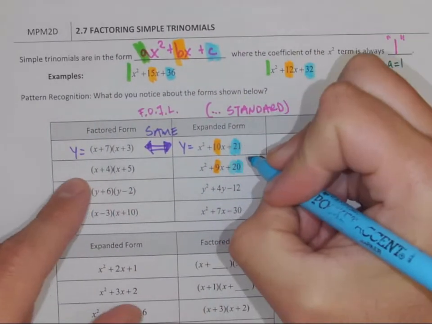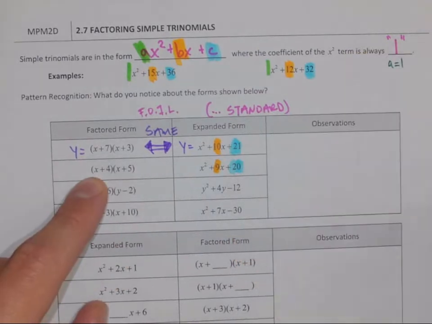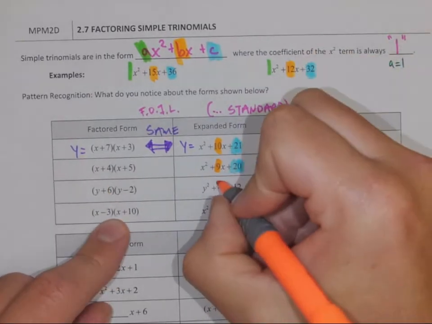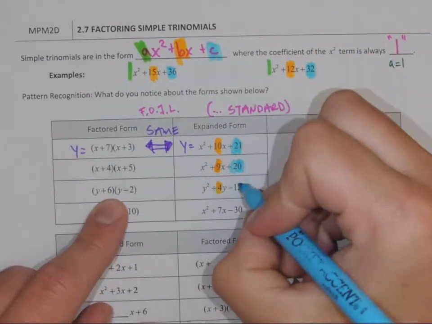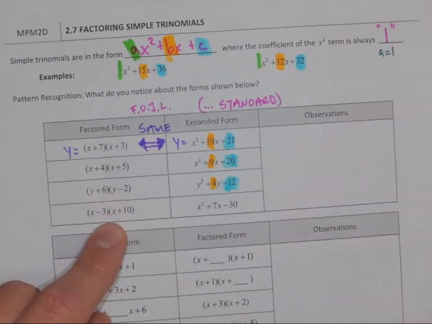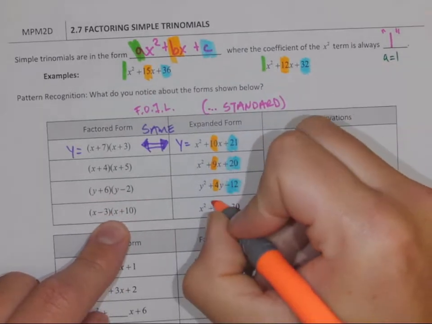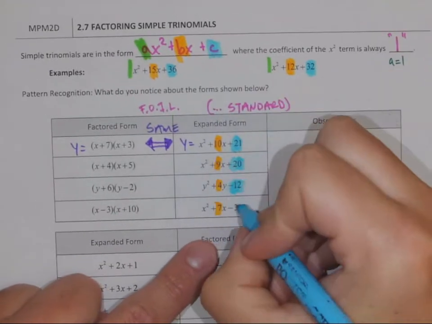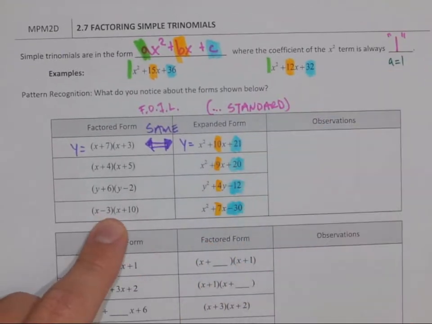So as we go down, try to see how 9 and 20 apply to those two numbers. How do 4 and negative 12 relate to 6 and negative 2? How do 7 and negative 30 relate to negative 3 and 10?